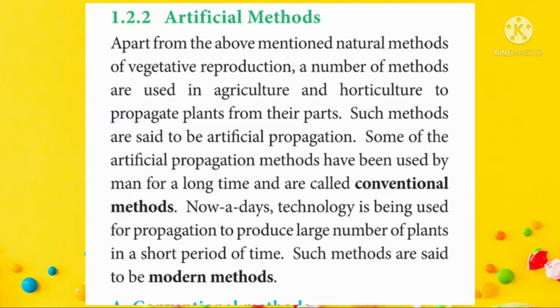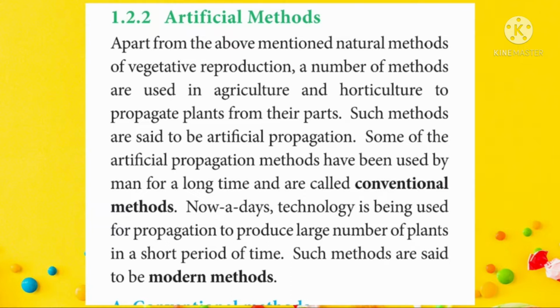Now we are going to see the number of methods that humans use for agriculture and horticulture. These methods are called artificial methods. Many methods are followed by man in horticulture and agriculture. Such methods are called artificial propagation. Propagation means nothing but cultivation. Some of the artificial propagation methods have been used by man for a long time, which are called conventional methods. They are age-old methods that we still follow now.